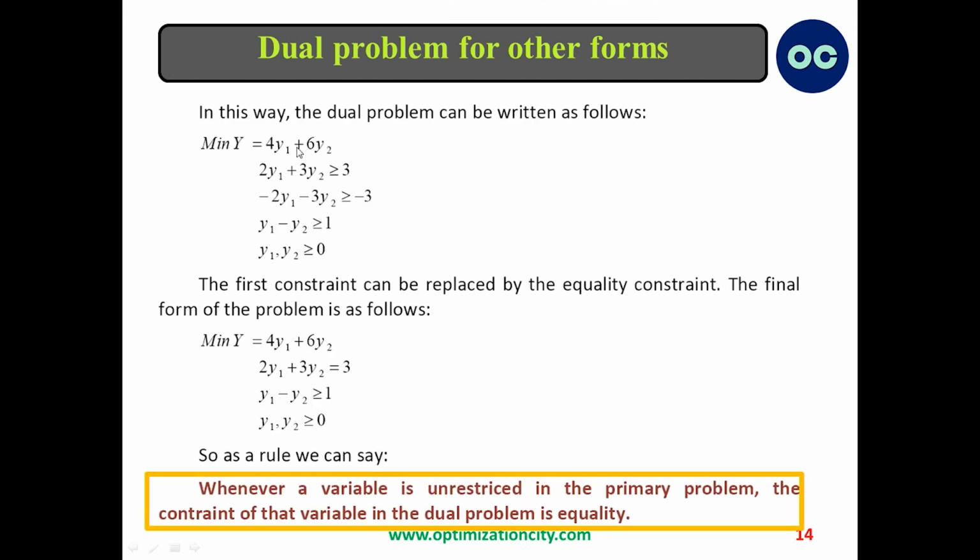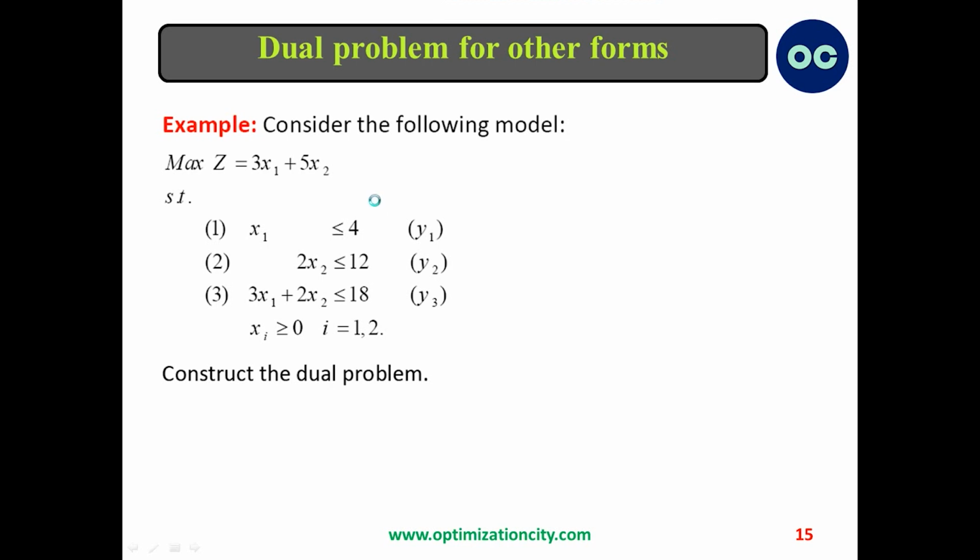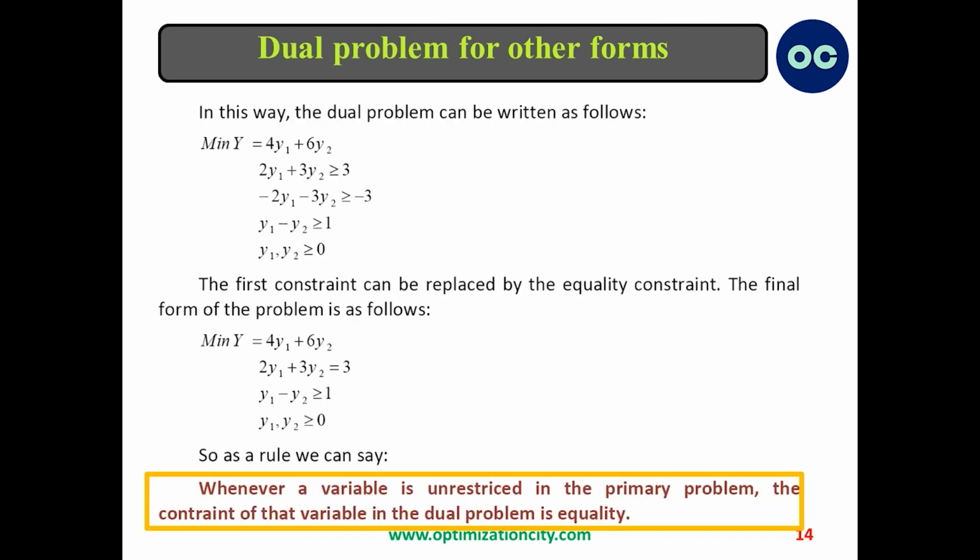So the first two constraints, this constraint and this constraint, change into an equality form. You just need to multiply the second constraint by -1. So we have two constraints, one greater than, another one less than. So you can substitute these two constraints by one constraint: 2y1 plus 3y2 is equal to 3.